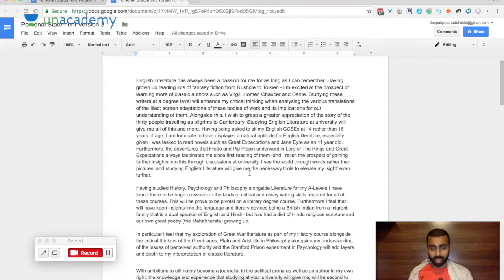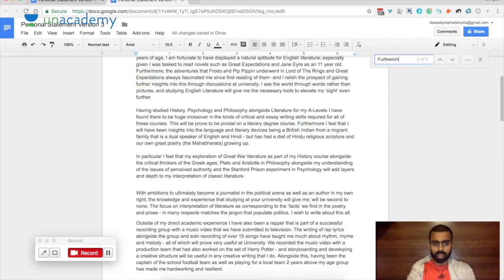Having been asked to... What's there? So get rid of the underline. Having been asked to sit my English GCSE at 14 rather than 16 years of age, I'm fortunate to have displayed a natural aptitude for English literature, especially given I was tasked to read novels such as Great Expectations and Jane Eyre as an 11-year-old. Furthermore... Now, did we already see a furthermore?